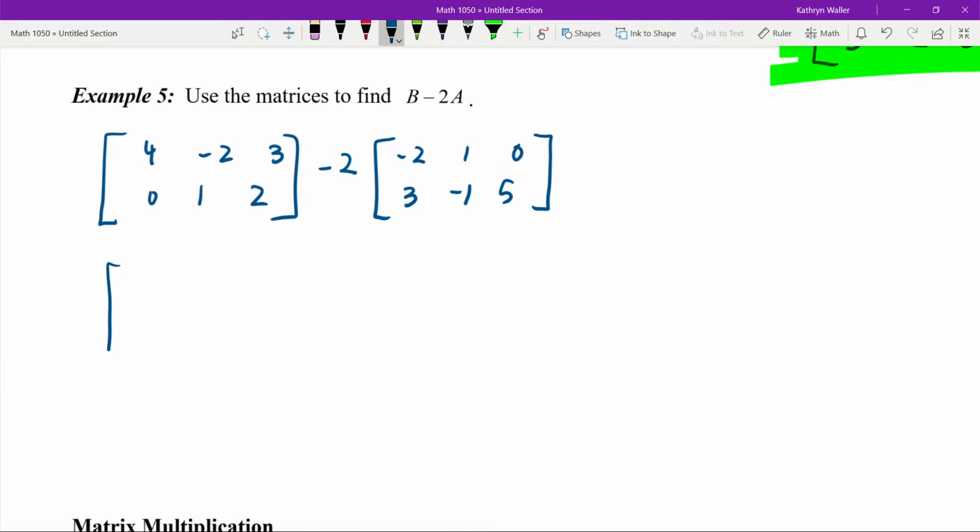The first matrix has no change. You just write it down. Remember that the only thing I want you to ever have in the center is a plus. So if there's ever anything in front, I want you to distribute it through and get rid of it.